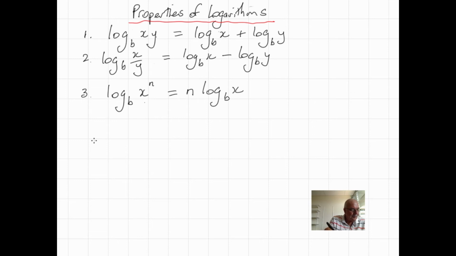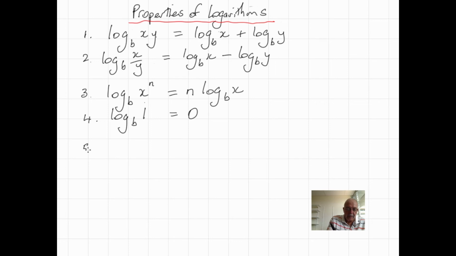Number 4, the log of 1 to any base. Go back to the concept of what is a logarithm. It is a power you must raise b to get this number. What power must you raise b to get the number 1? Well, you know that anything raised to the power of 0 is equal to 1. So this will be just equal to 0.